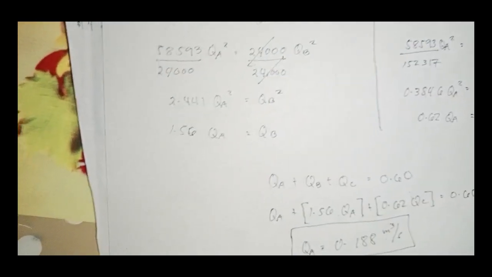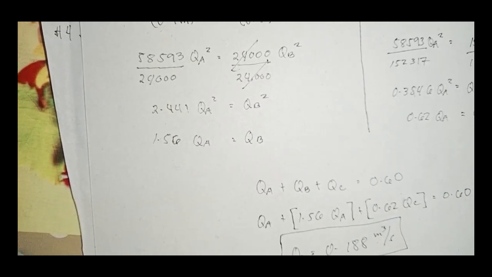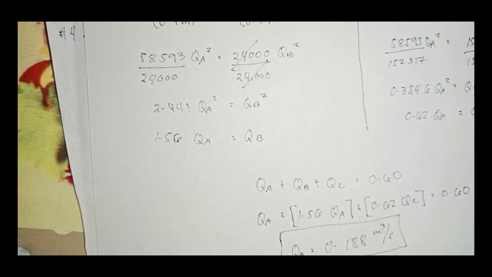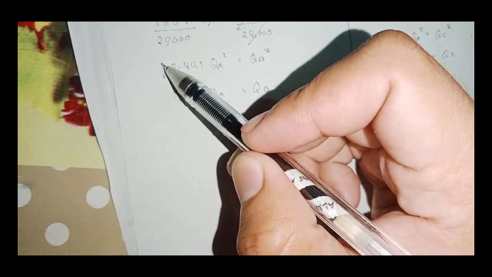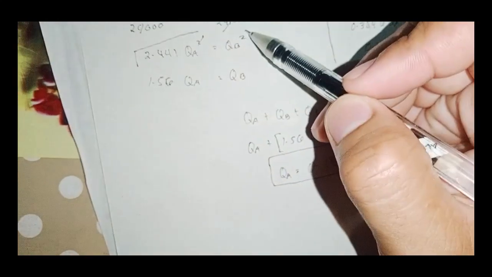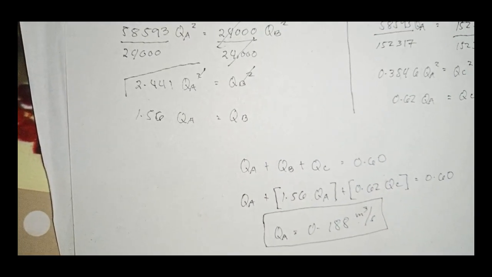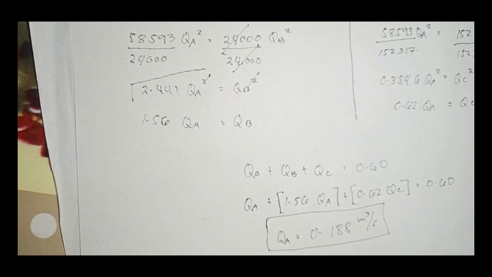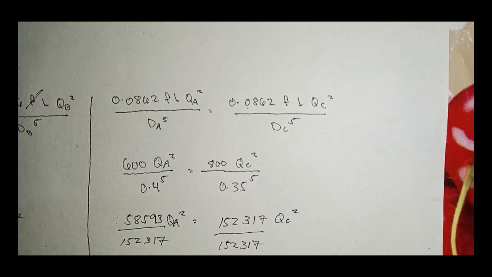Now, 58,593 divided by 24,000 is equal to 2.441 QA squared. In order to eliminate the square, we must put a square root here, so this will cancel out and this will cancel out. The square root of 2.441 is equal to 1.56 QA. Now QB is equal to 1.56 QA.